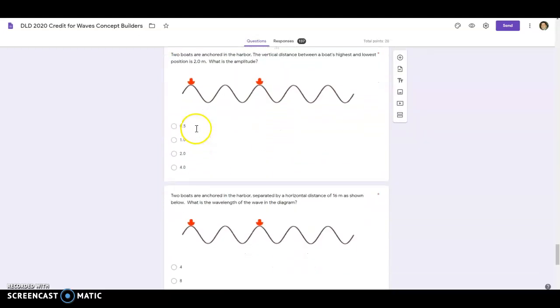Finally, last couple of questions here. The vertical distance between the boats, highest and lowest is 2 meters. That's top to bottom is 2 meters. That's 1 meter for amplitude.